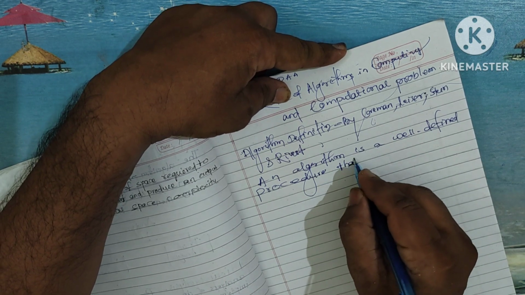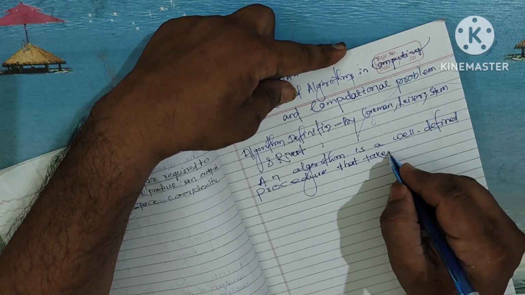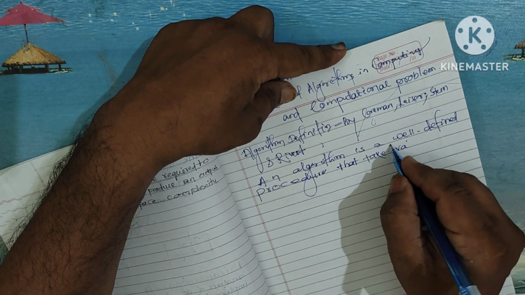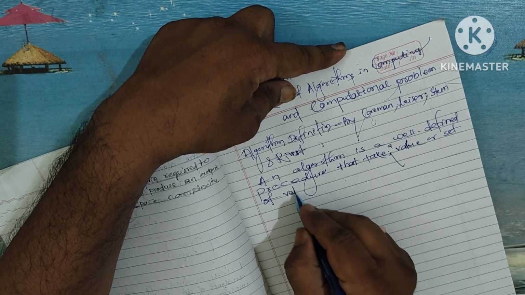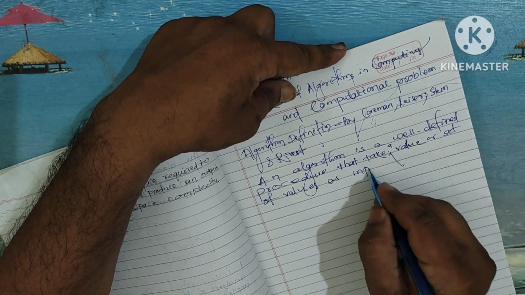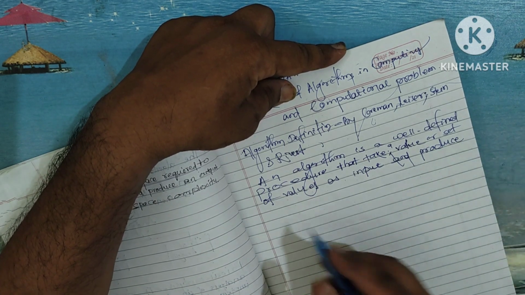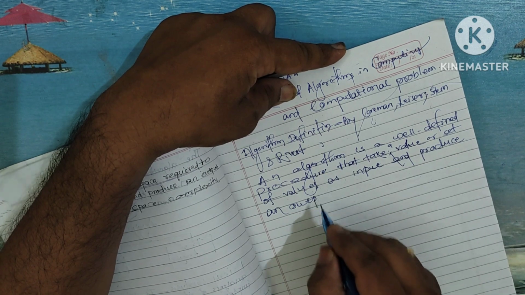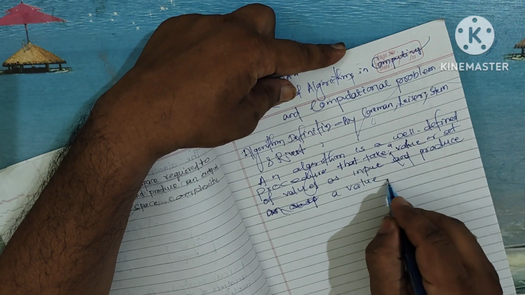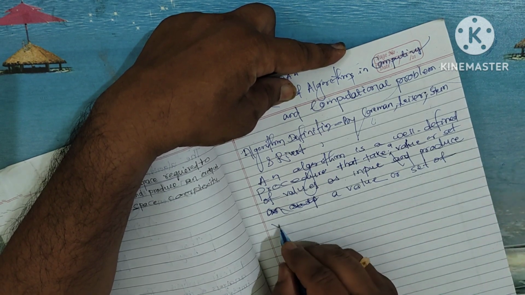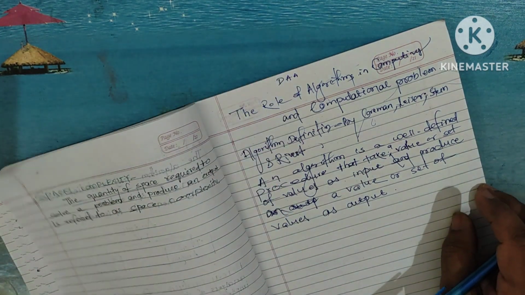that takes a value or set of values as input and produces an output, produces a value or set of values as output. This is a nice definition by Cormen.